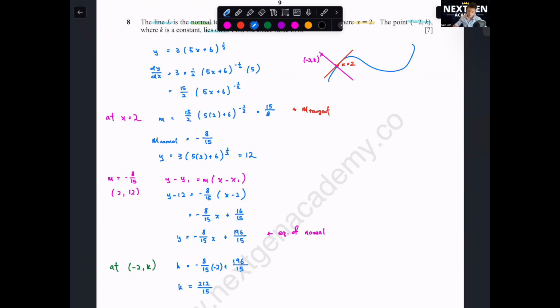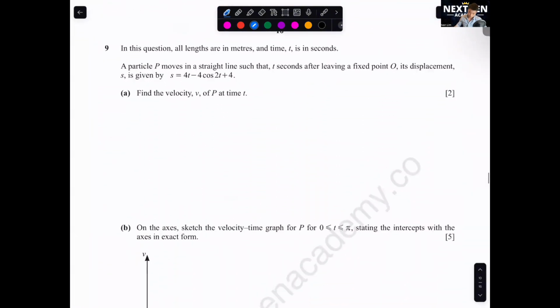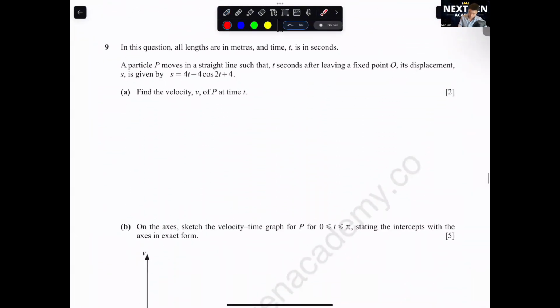Okay, let's go to number 9. I think the graph one is actually quite tricky. In this question, let's just read here. Displacement is s equals 4t minus 4 cos 2t plus 4. Find the velocity. How to find velocity? When we differentiate s, we get v. Differentiate v, we get a. So to get v, we need to differentiate displacement, ds over dt.